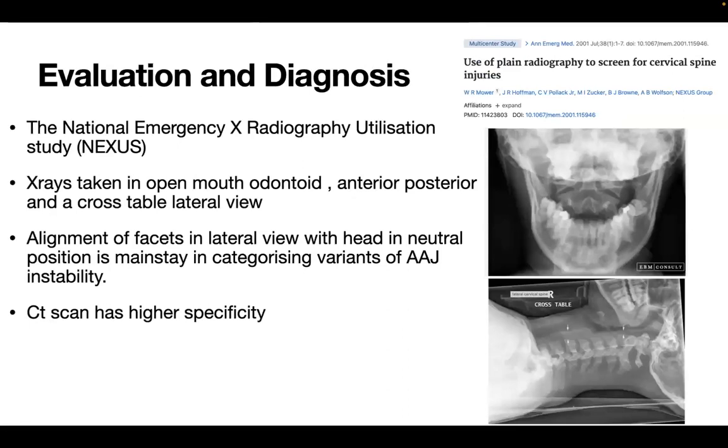Coming to evaluation and diagnosis, a study conducted by Moore et al., the National Emergency X-ray Radiography Utilization Study, suggested the following X-ray views, which mainly included the open mouth odontoid view, anteroposterior view, and a cross-table lateral view. The alignment of the facets in the lateral view with the head in neutral position was the mainstay in categorizing the variants of atlantoaxial joint instability. CT scan has a higher specificity.